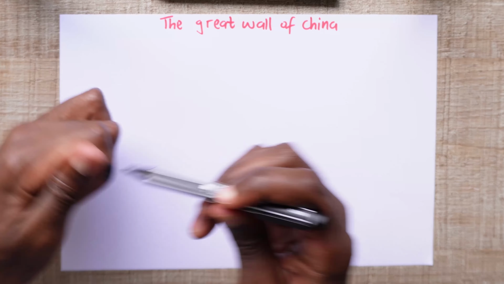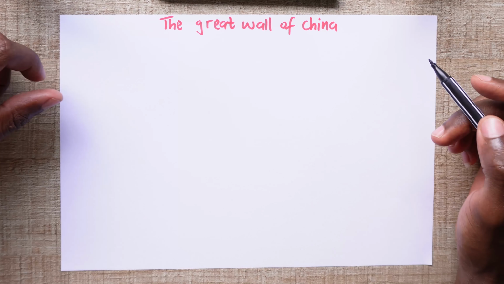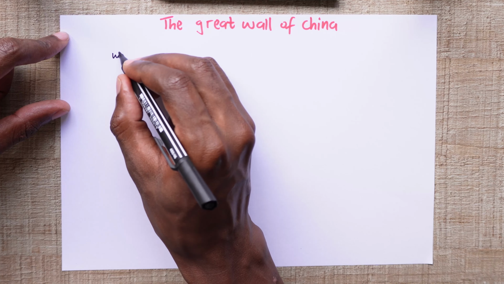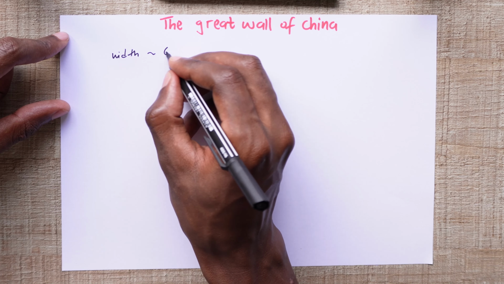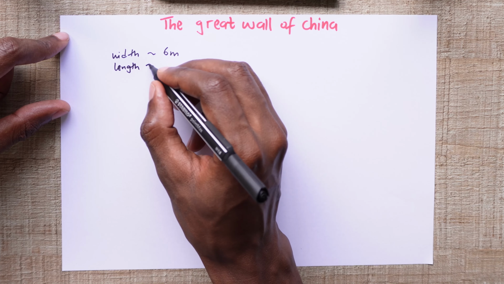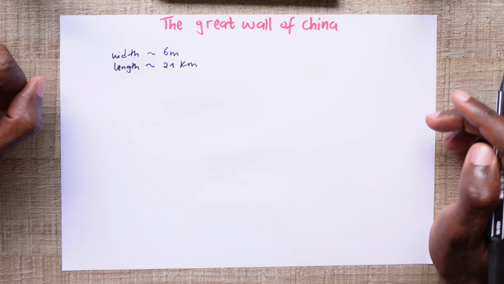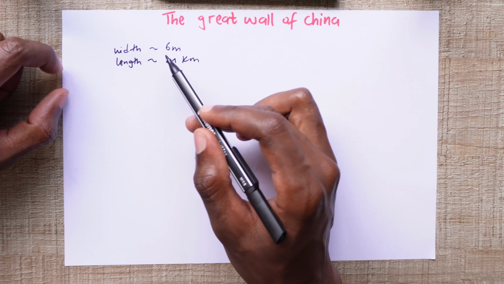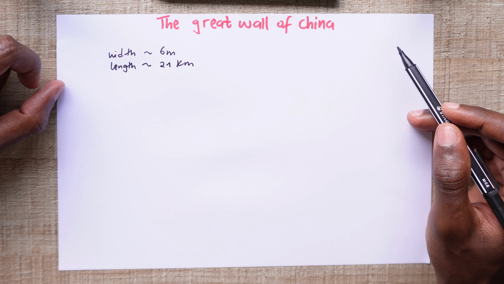Already, the Great Wall of China is really an impressive architecture. It has really amazing dimensions. It has a width of around 6 meters, okay, and a total length of a whopping 21 kilometers, around 21 kilometers. I think it's a bit more, but yeah. So it's really impressive, the dimensions of this wall. Imagine really a wall that has 6 meters width. That's really thick. That's really impressive.